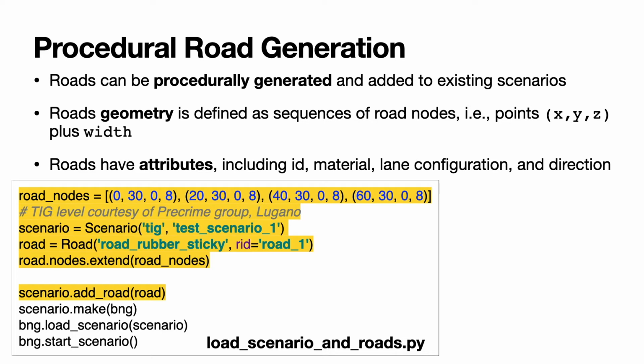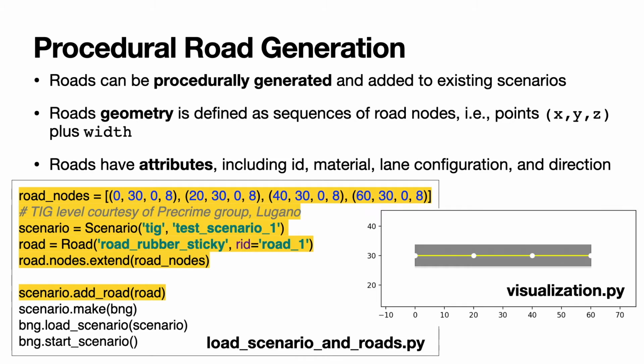For example, here in this code snippet, I create a straight road which goes parallel to the y-axis, and it's straight. So I define 4 nodes, and I give a name to a new scenario, test scenario. I define a new road that is made of this road rubber sticky material. We will see later what this is. This is the name of a material that exists in the simulator. I extend the nodes with the road, and then I make the scenario. So the scenario is going to look more or less like this.